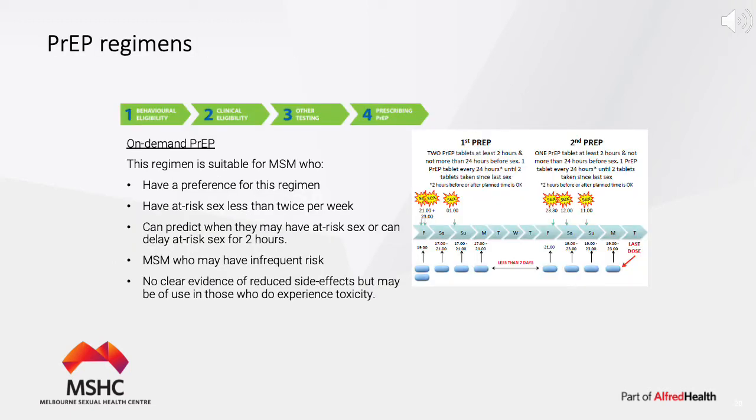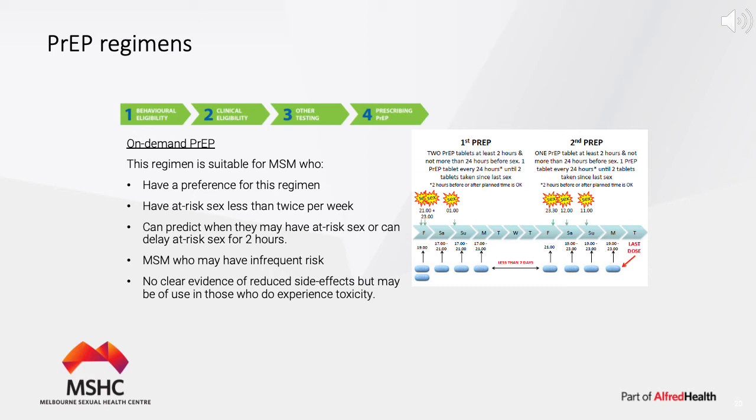So basically, the on-demand PrEP regimen is suitable only for MSM who have a preference for this regimen, because some individuals say to you, no, I don't like to take on-demand PrEP. I get used to taking it daily as prescribed, and so I don't really want to change to on-demand PrEP because I may forget. And additionally, it's only for men who have at-risk sex less than twice per week.